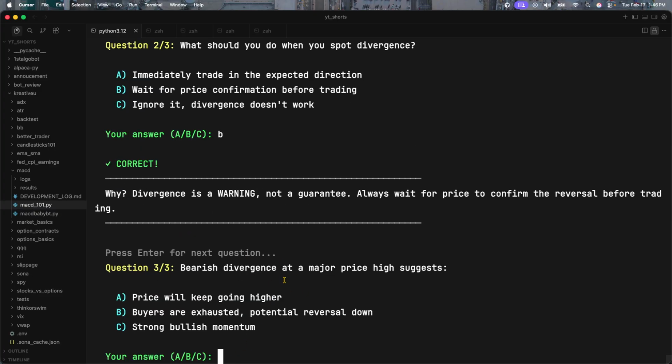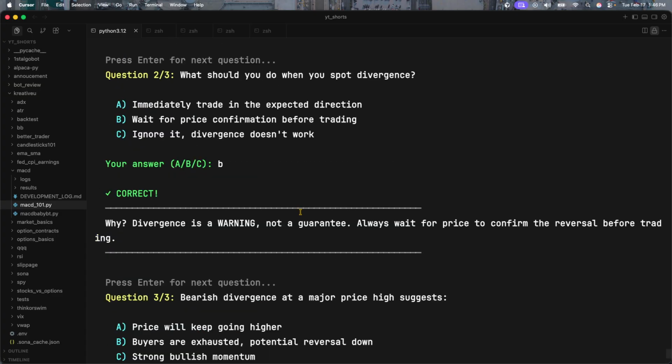A bearish divergence at a major price high suggests what? The price will keep going higher, or buyers are getting exhausted and potential reversal down, or is it strong bullish momentum? So it is buyers are exhausted and potential reversal down.